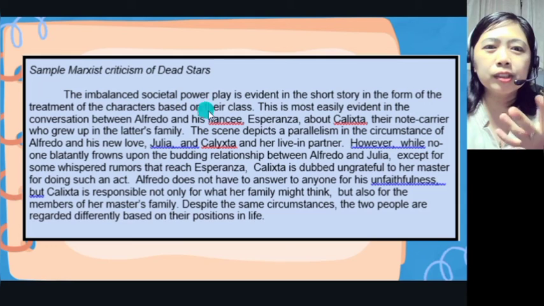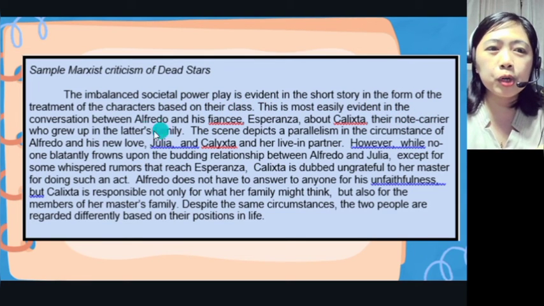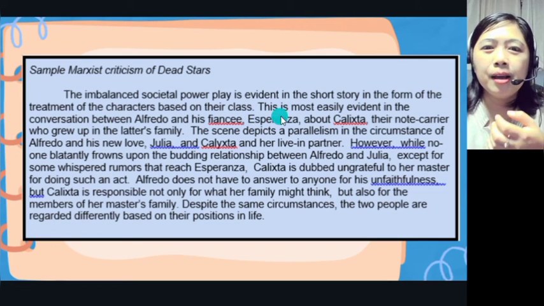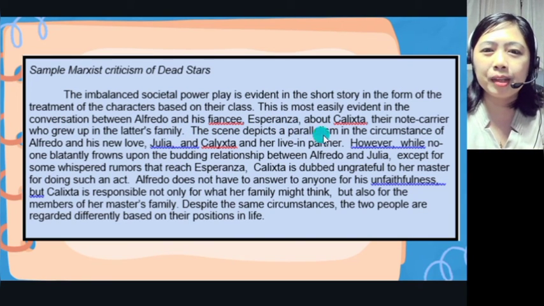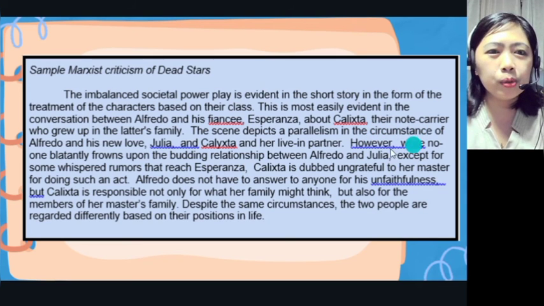The imbalanced societal power play is evident in the short story in the form of the treatment of the characters based on their class. This is most easily evident in the conversation between Alfredo and his fiancée, Esperanza, about Calixta, their note carrier who grew up in the latter's family.